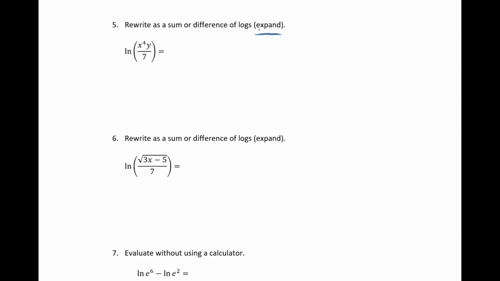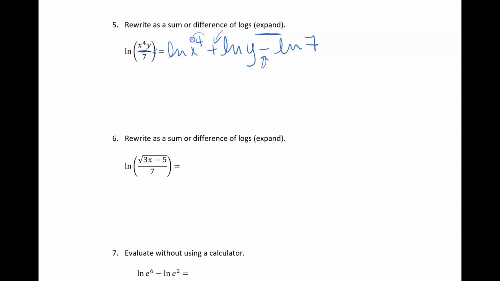So I'm going to say, okay, ln of x to the 4th y over 7. I'm wanting to expand this out. Well, the first thing I want to do is get rid of the multiplication and division. Remember, that creates addition and subtraction. So I would say ln of x to the 4th plus ln of y minus ln of 7. And I was just applying that multiplication becomes addition and division is subtraction.